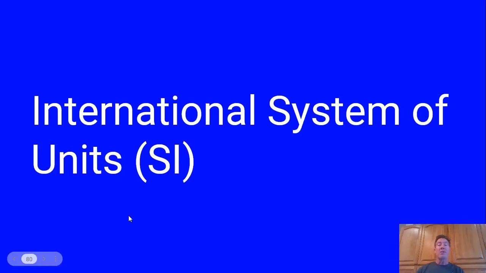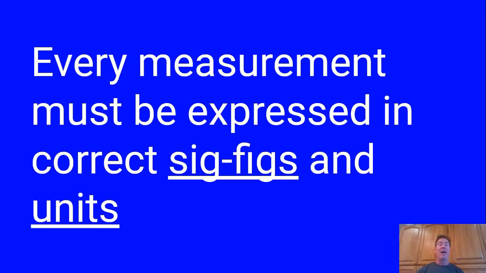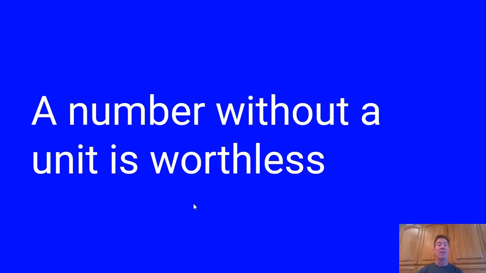Now let's turn to the International System of Units, the dreaded metric system. Every measurement, as I said, must be expressed in 2 ways. In the correct number of sig-figs, which tells me where my uncertainty is. That last number is my uncertain number. And in the correct units. A number without sig-figs or units is not a measurement. It is nonsense. So a number without a unit is worthless.